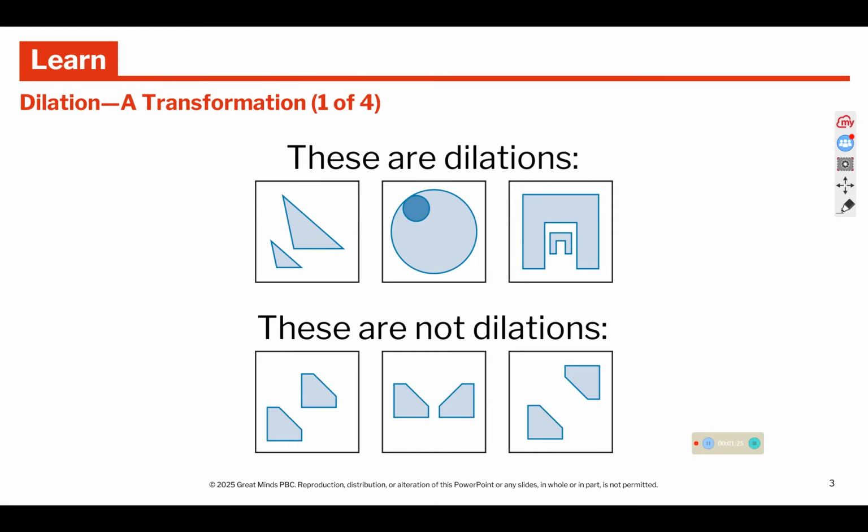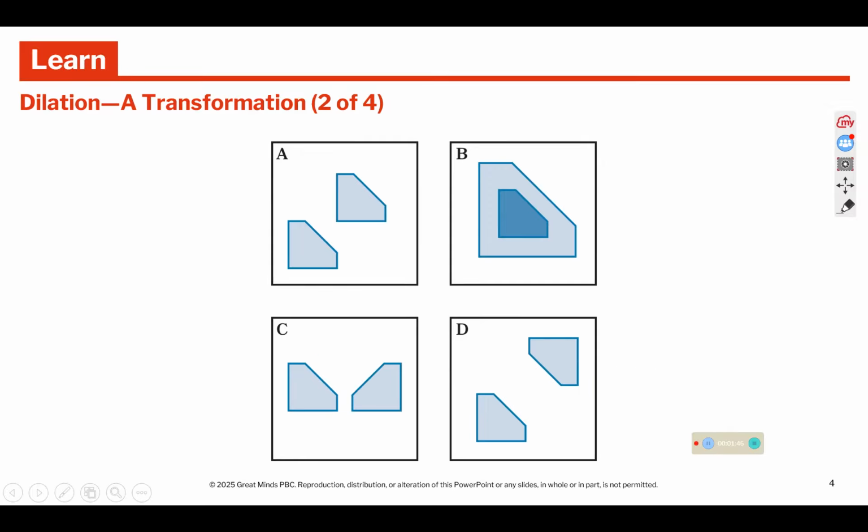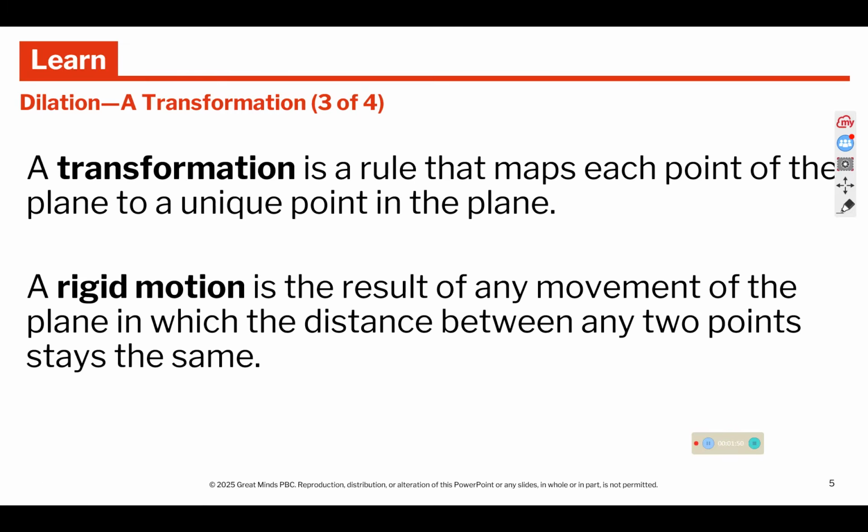Here we see these are dilations. There are different sizes of the same triangle, different sizes of the same circle, and different sizes of this polygon. However, these are not dilations because they are all the same size. These ones are just rigid motions. So B does not belong.